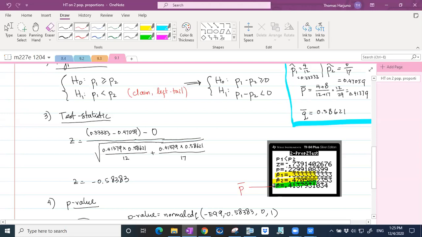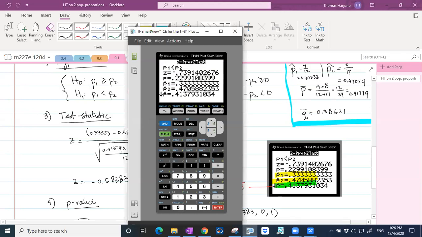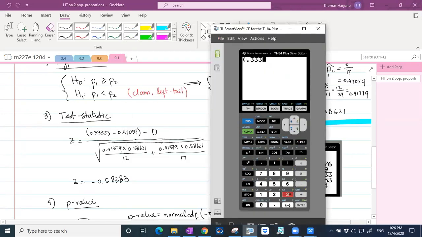Did I punch anything wrong? Let's check my computation. Parentheses, 0.33333. Now, I do expect there will be something different because I already have rounding error here, but I didn't expect that difference to be more than 0.2 higher. But it is possible. That's why you shouldn't do rounding. Five-decimal-place rounding, especially for proportions, is appropriate. 0.58621 over 12 plus 0.41379 times 0.58621 over 17.